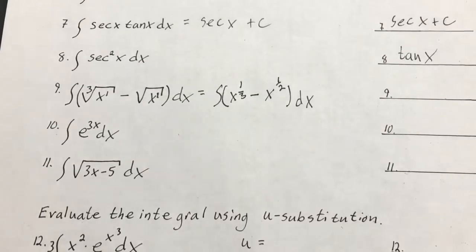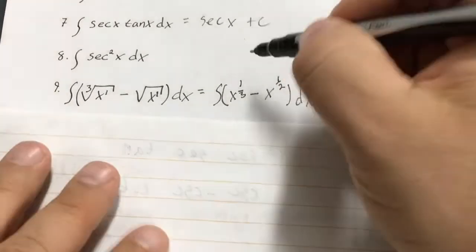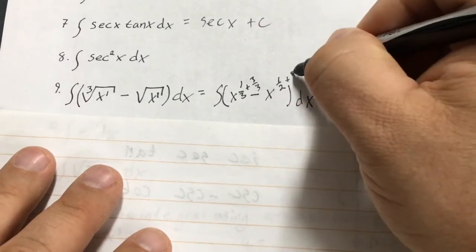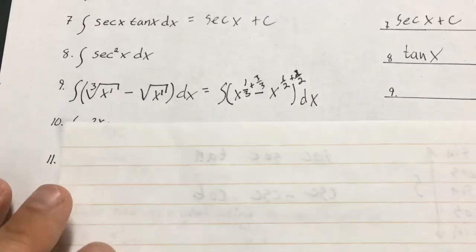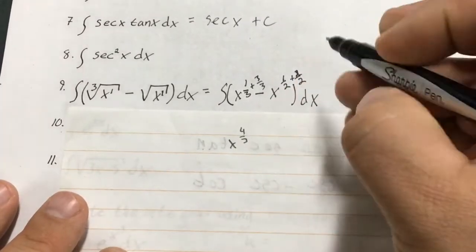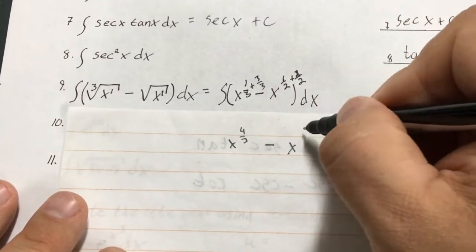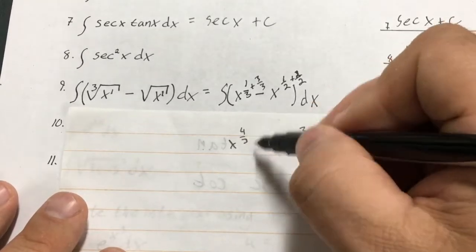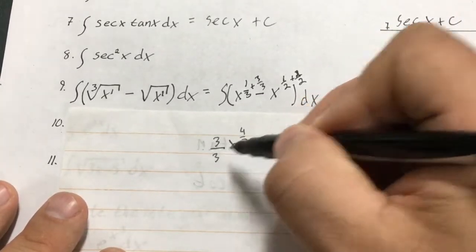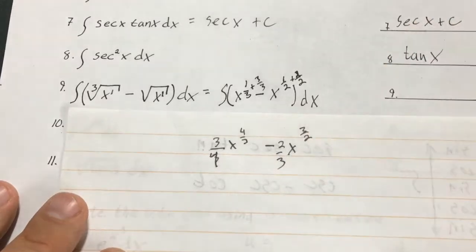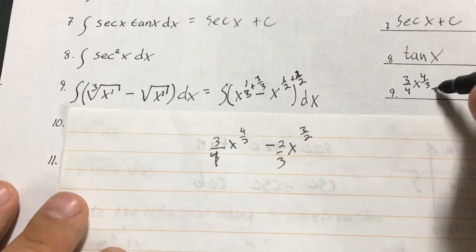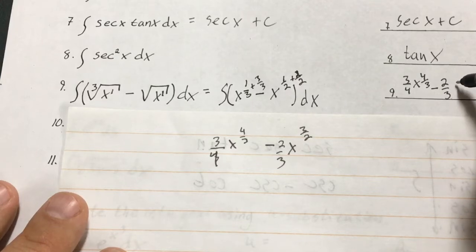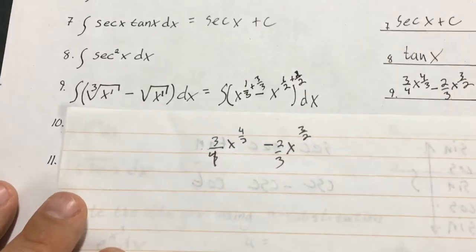Now I'm going to implement the backward power rule. All I have to do is add 1 to each of these exponents. This is going to give me a new integral of x to the 4/3 minus x to the 3/2. But then don't forget I have to multiply by the reciprocal of the fraction. So it's 3/4, and this is 2/3. So my final answer is going to be 3/4 x to the 4/3 minus 2/3 x to the 3/2.